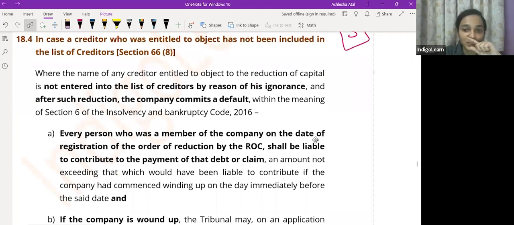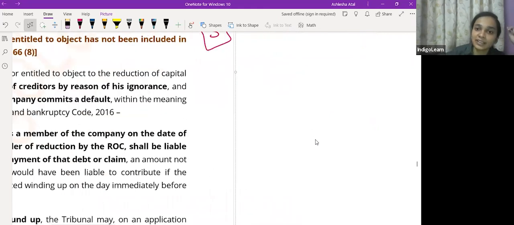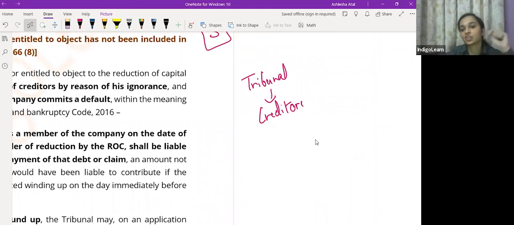Now, अभी I told you that tribunal क्या करेगा? Tribunal creditors को भी notice भेजेगा that this company wants to reduce its share capital. Now say company के बहुत सारे creditors होते हैं. Company does not have only one creditor, but the company has several creditors. अभी एक जो क्रेडिटर है कंपनी का, पता था कि ये क्रेडिटर ऑब्जेक्शन लेगा ही.